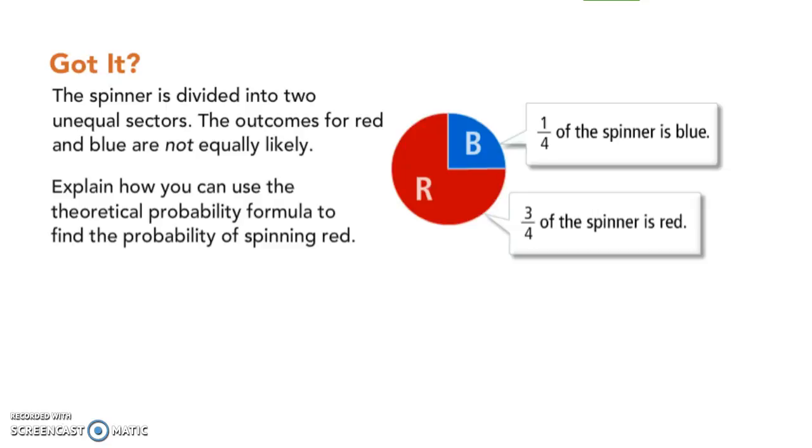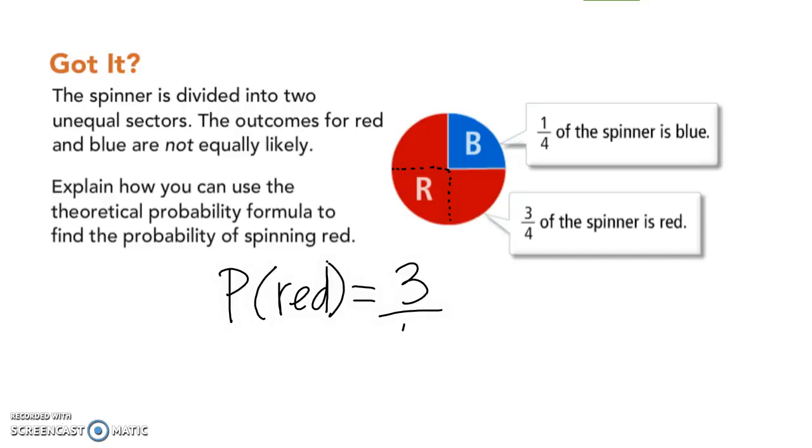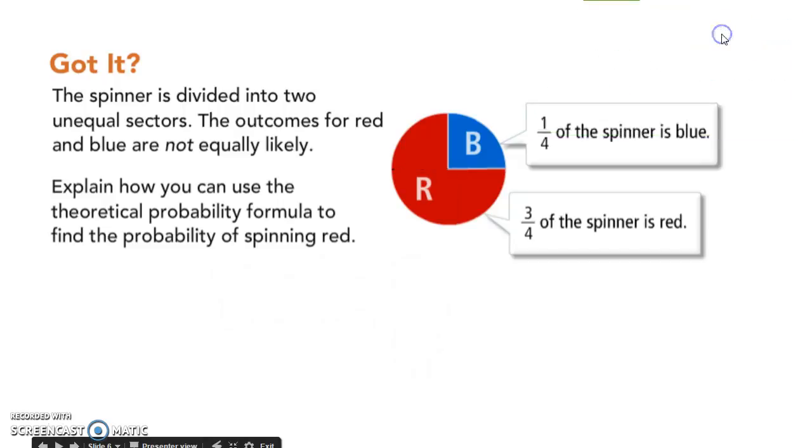If I divided this spinner into 4 equal sections, remember it has to be out of an equal number of possible outcomes, how many of those equal sections are red? 3. Out of how many total sections are there? 4. So the favorable outcomes, the probability of spinning red, how many are red? We said 3. Out of how many total sections? 4. So if you don't have equal sections, look at what you can do to get equal sections so that you can then find the theoretical probability.